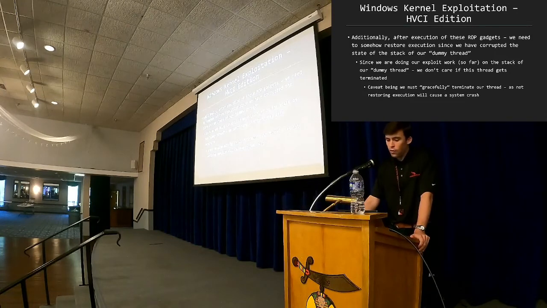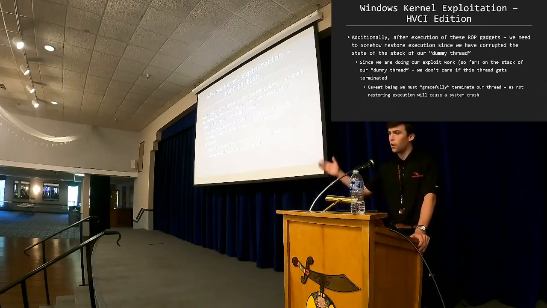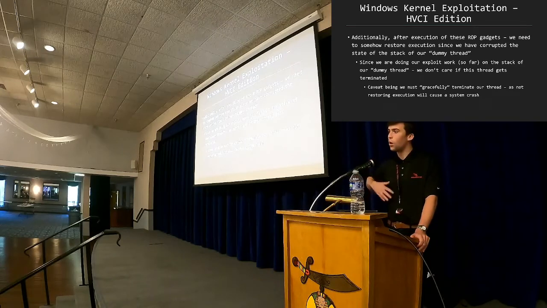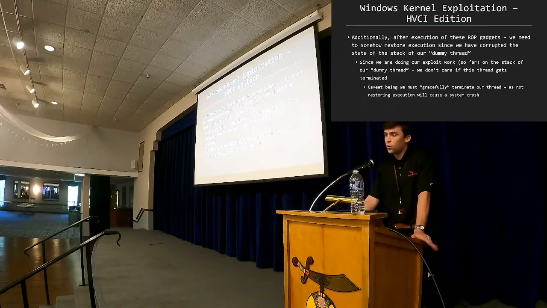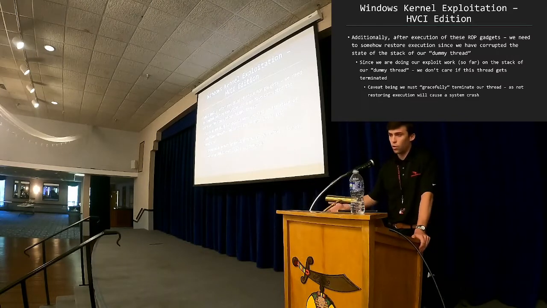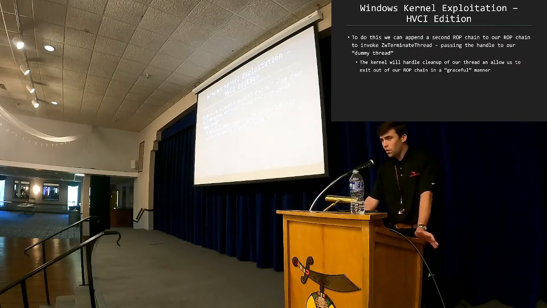So what we actually want to do is find a way to terminate the thread that our exploit's running in, because as we talked about earlier, we've created a dummy thread to do all this exploitation work in, right? We don't care about it necessarily, but we need it to gracefully terminate. We can't just let the kernel handle a fault because it may be devastating. So basically, we just append our first ROP chain with a second ROP chain that invokes terminate thread.